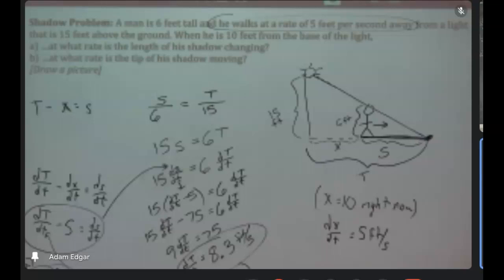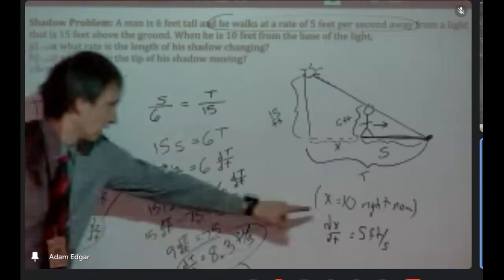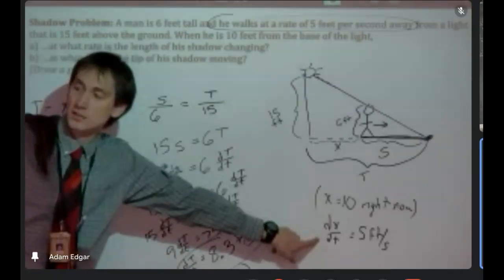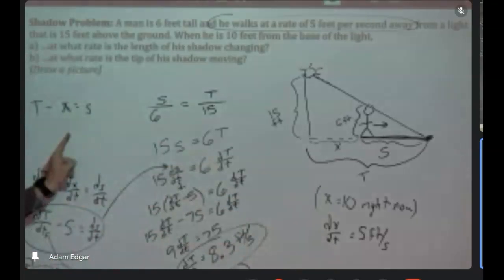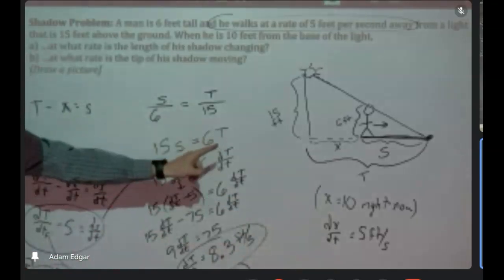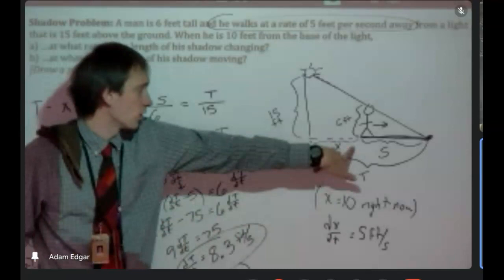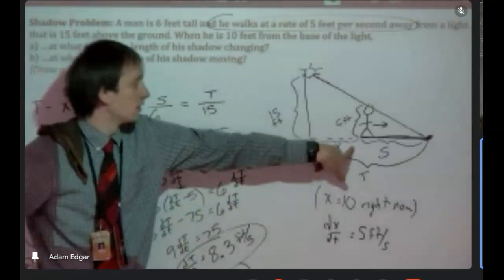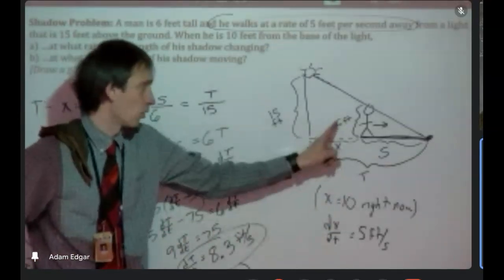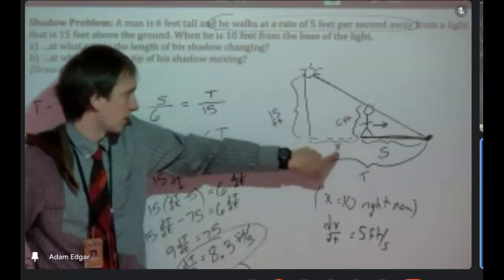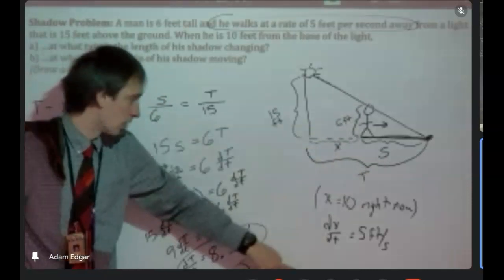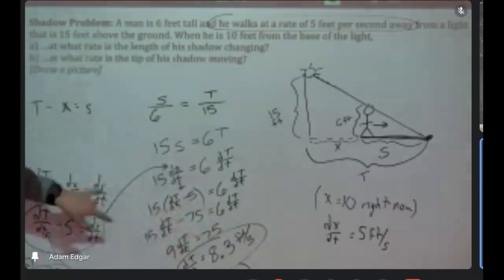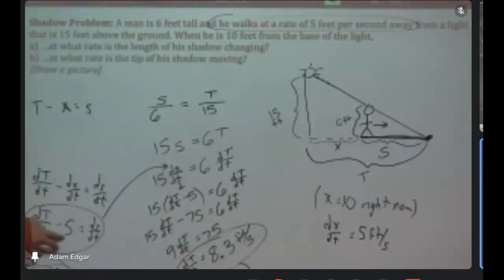So x is 10, but dx/dt is 5, because that's how fast you're walking away from the lamp. So x is how far you are from the lamp right now. The dx/dt is how fast you're walking away from the lamp to make that get bigger. So that's why over here, when we have dx/dt, we use 5 instead of the 10.